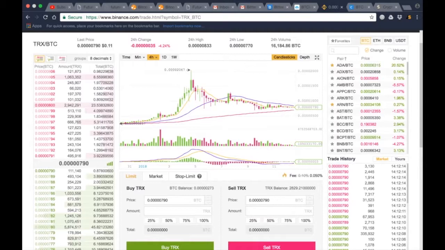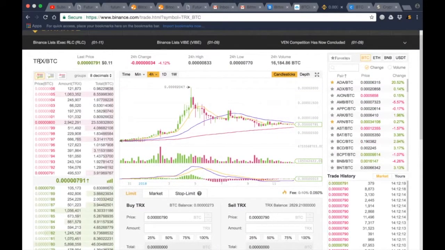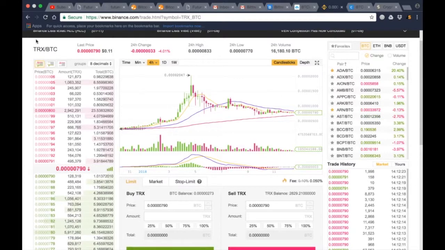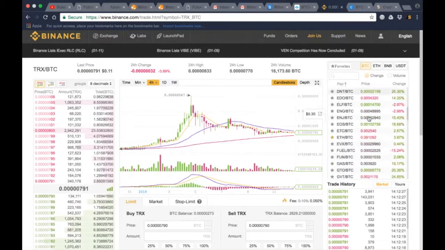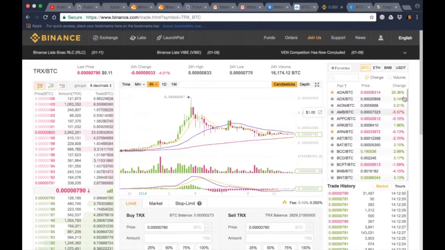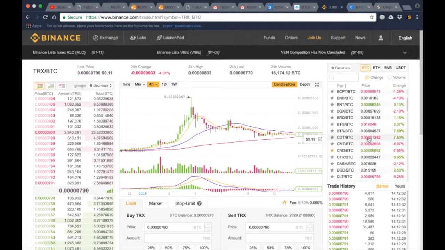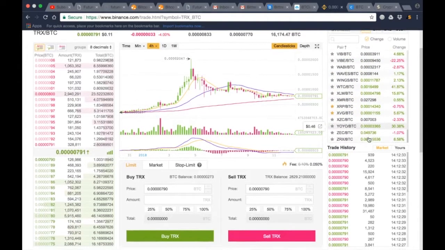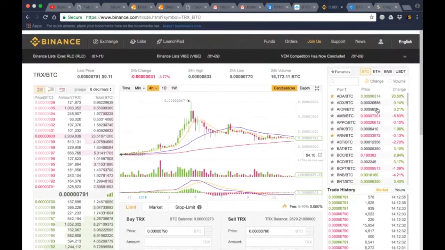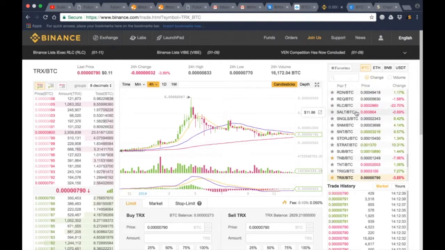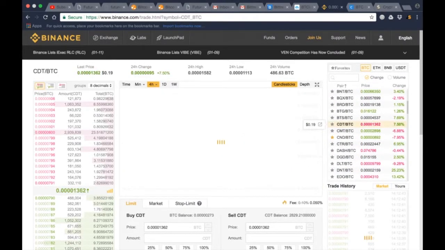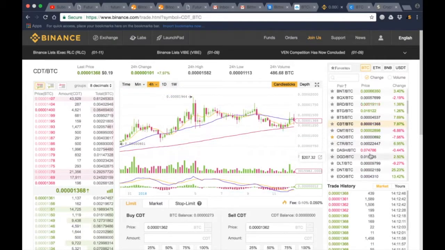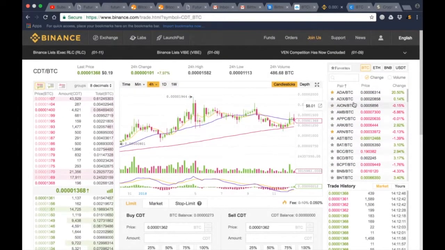Okay, so here we are looking at Tron, which is TRX, on this top left corner. On this top right area over here, you're going to see all the different altcoins that Binance supports. I'm not sure if this is all of them. They might support more, but these are the ones that I know that are right here. And from here, you can start choosing different altcoins that you want to look into buying, or you can go ahead and buy it right away.